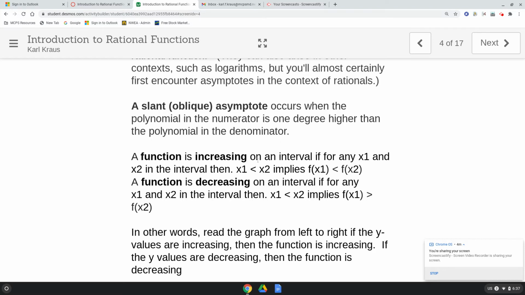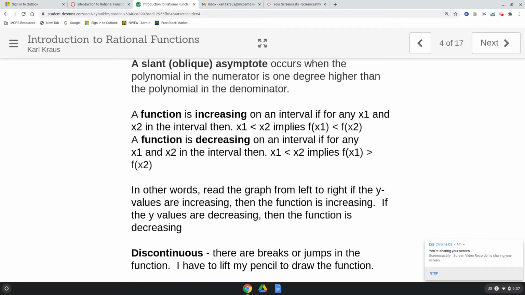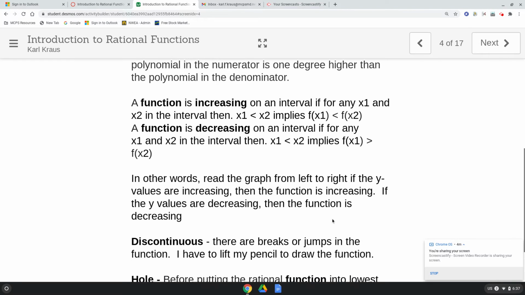A function is increasing on an interval if for any x1 and x2 in the interval, x1 less than x2 implies that f of x1 is less than f of x2. A function is decreasing on the interval if x1 less than x2 implies that f of x1 is greater than f of x2. In other words, we read the graph from left to right. If the y values are increasing, then the function is increasing. If the y values are decreasing, then the function is decreasing.